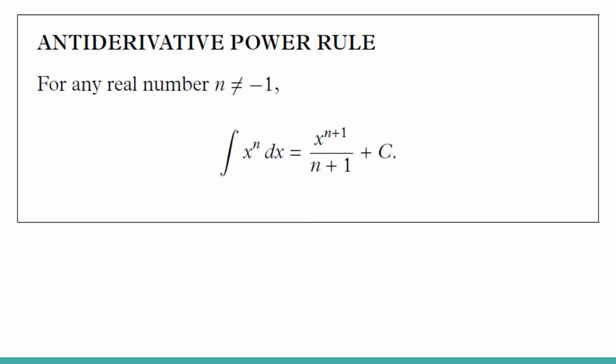Okay, antiderivative power rule. Here is the first rule that we will be discussing, for any real number n not equal to negative 1. The integral of x raised to the power of n with respect to x equals x raised to the power of n plus 1 divided by n plus 1, and then plus c. So there is always a plus c here for the answer.